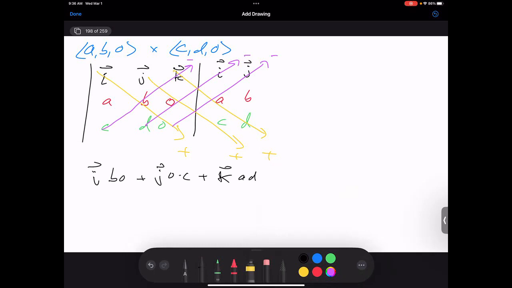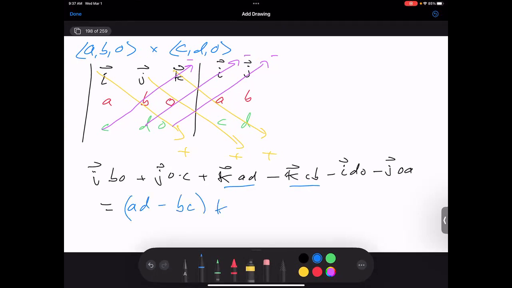And now I get the minus ones. I'll get minus K C times B. Then I'll get minus I times D times 0, and then minus J 0 times A. And so when the dust settles, the only terms that survive are this one and this one, and I get AD minus BC in the K direction.